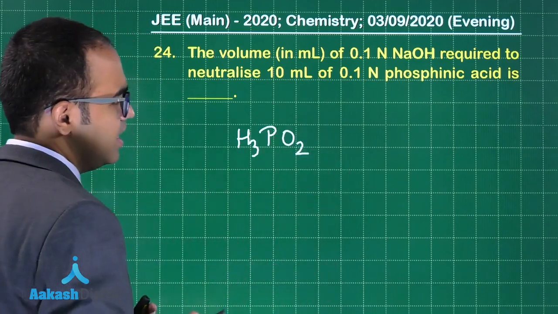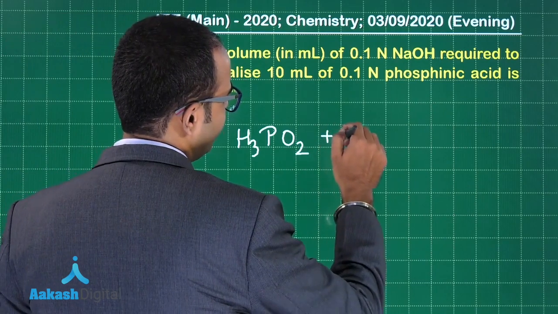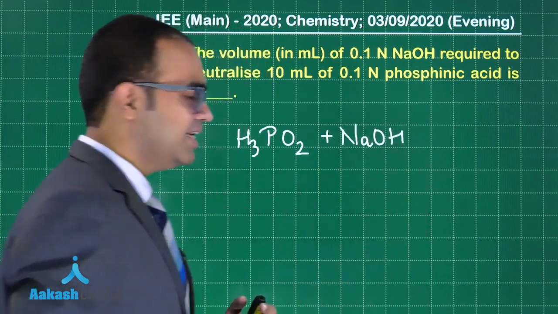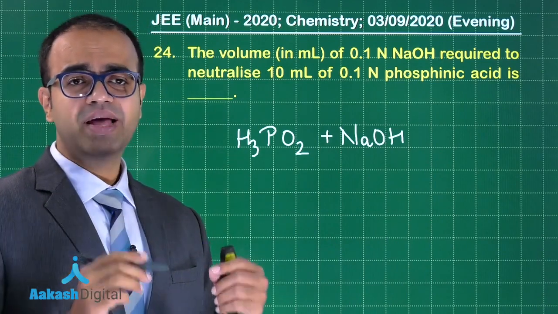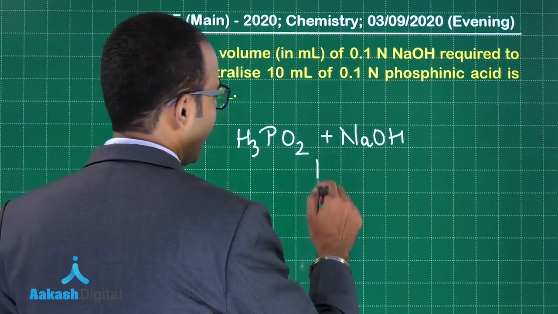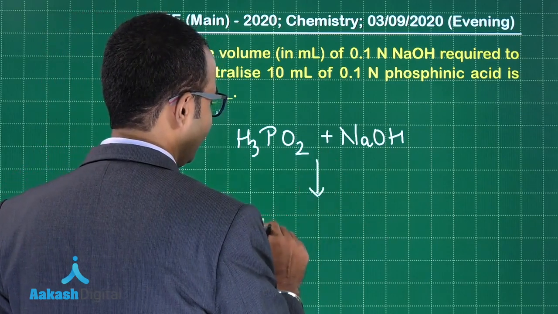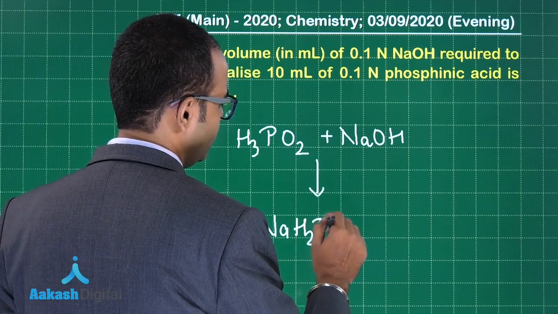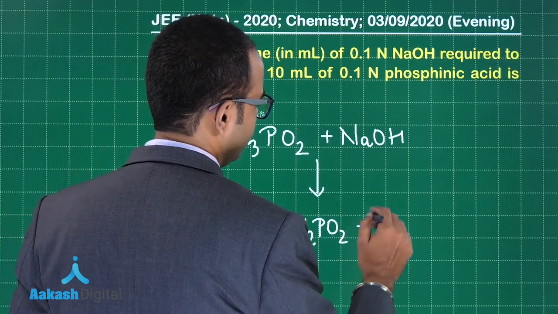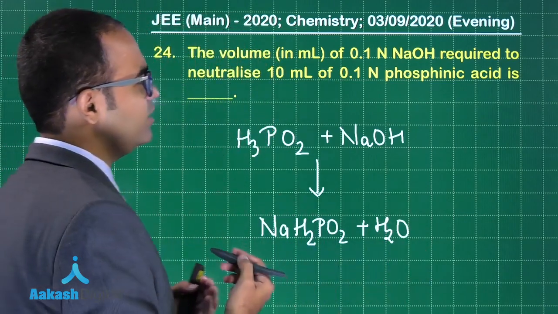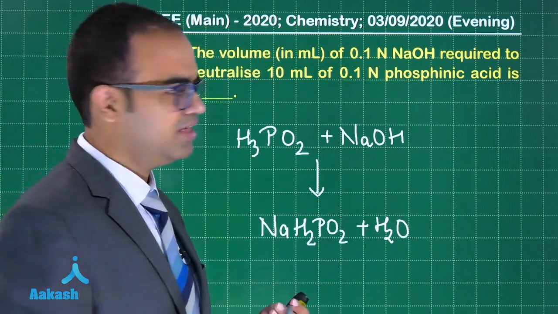Phosphinic acid is H3PO2. To this you are adding NaOH. Phosphinic acid is a monobasic acid, that is, it will lose only one H plus. As it loses one H plus, what we will get? NaH2PO2 plus H2O. So here the ratio is 1:1, right?